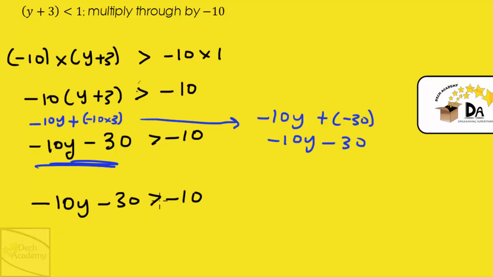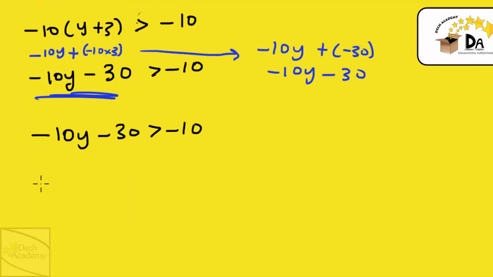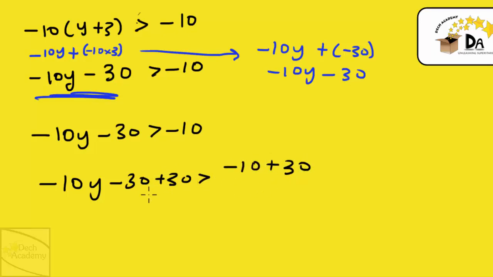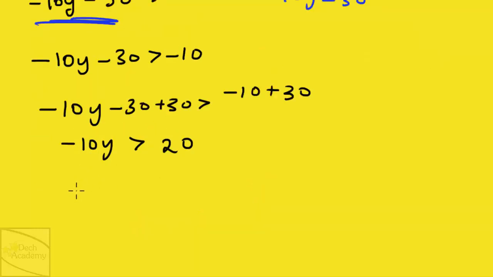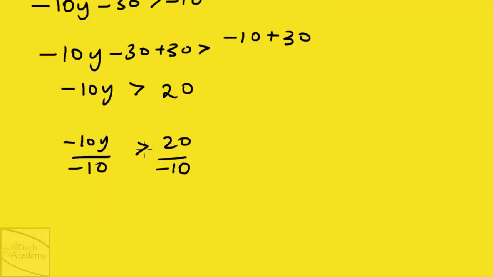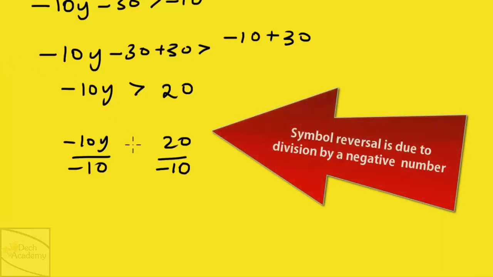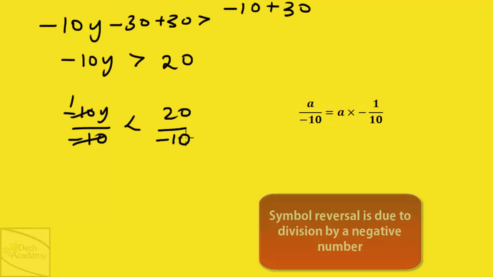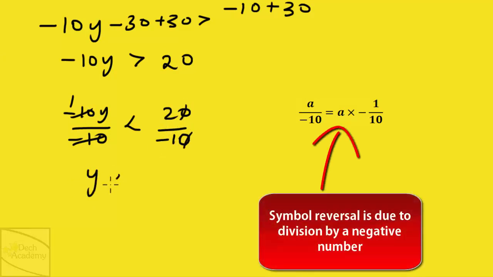I haven't simplified. I could simplify by adding 30 to both sides, even though the question didn't ask us to. I put all the numbers together. And this gives minus 10y. Minus 30 plus 30 is 0. And minus 10 plus 30 is 20. And I could divide through by minus 10. So dividing through by minus 10 gives this, but the symbol here should not be the greater than symbol. The symbol here should be reversed to give the less than symbol. Simplifying this, 20 divided by minus 10 is minus 2, so we have y is less than minus 2.